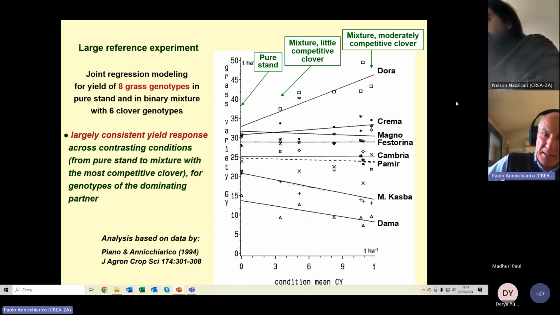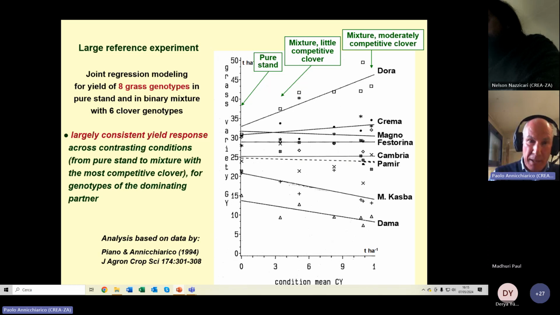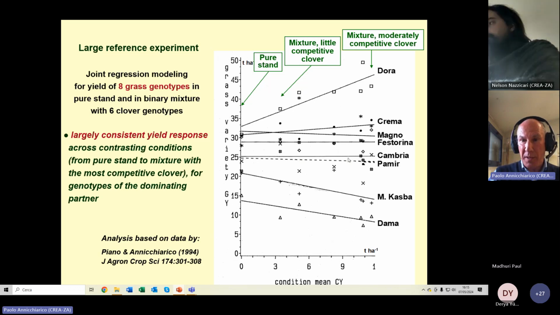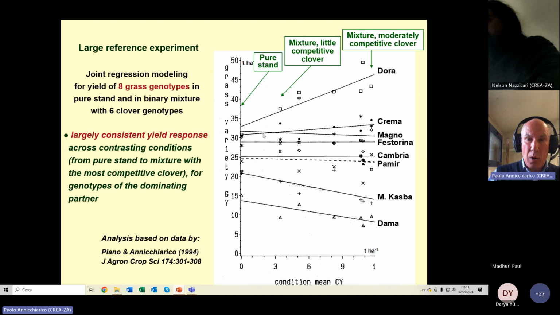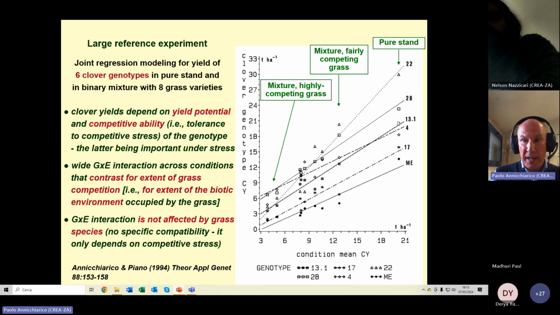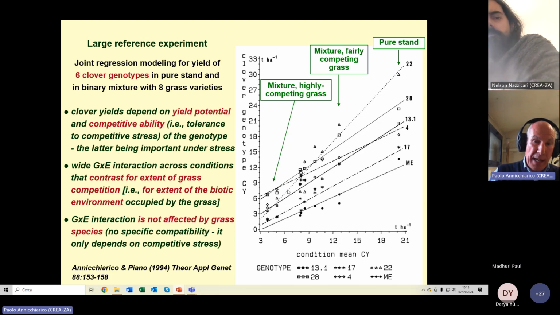And what about the grass genotypes? The grass is the dominating partner. And here you see that passing from pure stand to association with different clovers, the ranks of the genotypes for grass yield remain substantially consistent. Only when we have a more competitive white clover, we have an increase, let's say, of the difference between genotypes. It is a quantitative genotype environment interaction, meaning that in this case, we could select for intercropping just considering the response of the material in pure stand. While when we get to white clover, it is not the same. It really depends on the level of competitive stress that we are meaning.